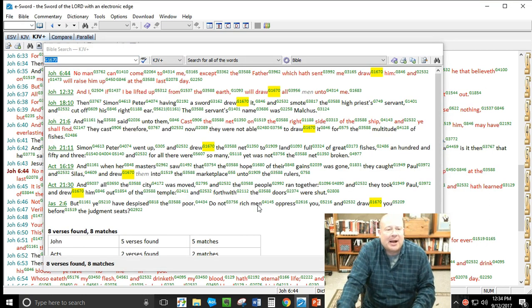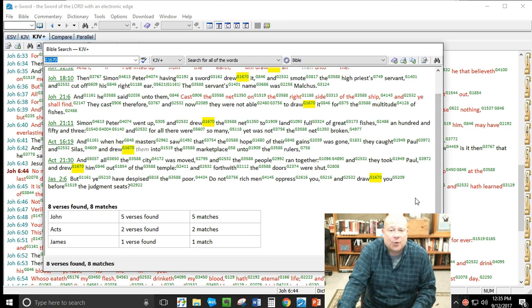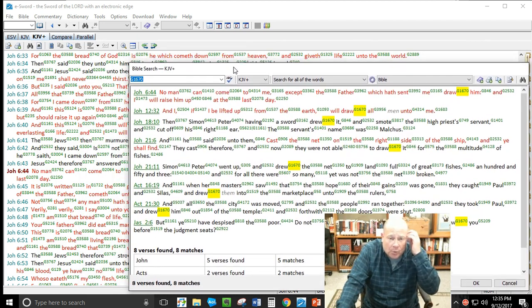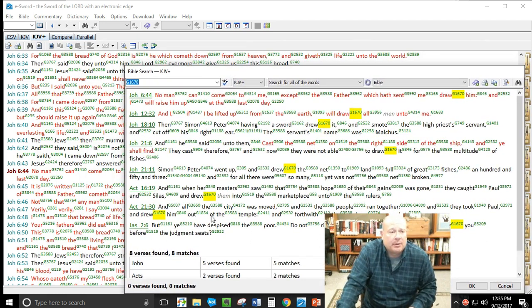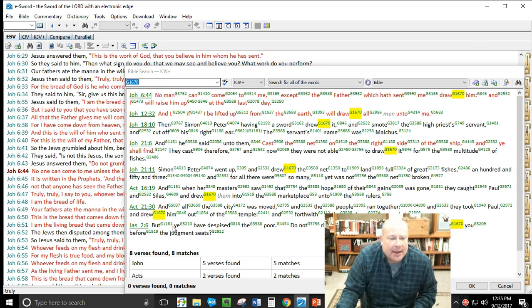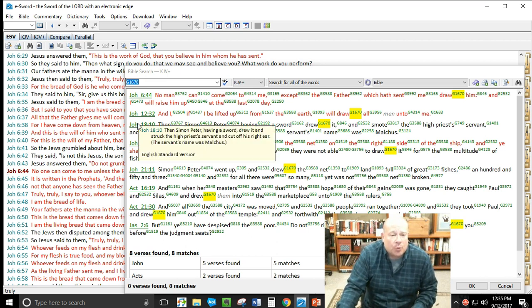It's going to open up a box, and look at this. We discover that that exact Greek word appears 8 times in 8 verses. It's in the book of John, Acts, and James. And here are the verses listed for you. Now, what I like to do is keep the box open and switch my main text back to ESV, so I don't have to deal with all the numbers of the King James. And what I can do is a word study.